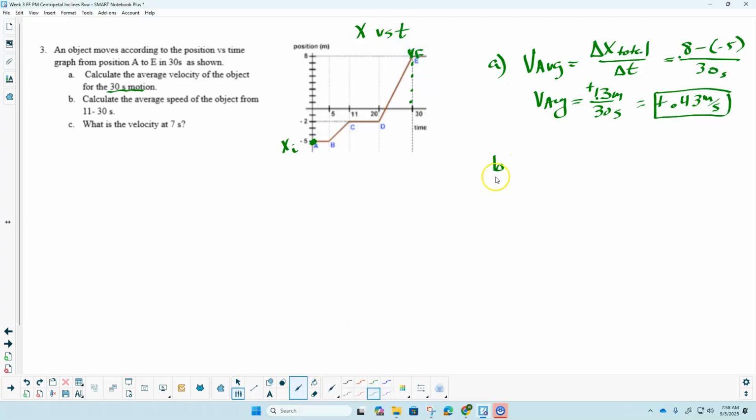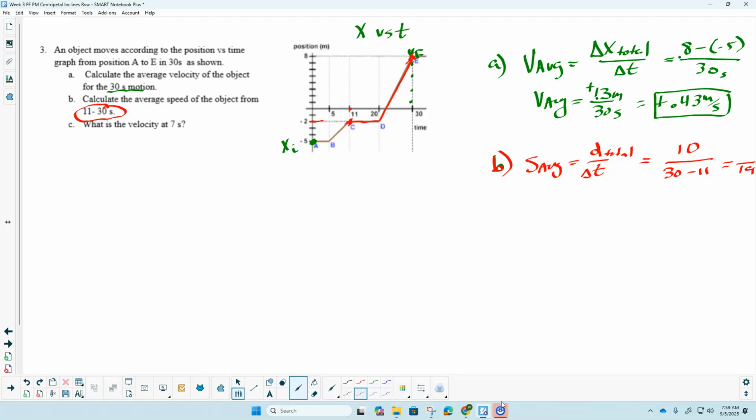For part B, it wants the average speed. So the average speed is the distance over the time, total distance over the total time. This time we're only going from 11 to 30 seconds. So 11 to 30 seconds, the difference between that would be 30 minus 11, which is 19. And then the distance, we're starting at 11 seconds, so we're here, we're going to here. So we're at -2, we're staying at -2, and then we go from -2 to 8. So that would be 10 for the distance. So it'd be 10 divided by 19.